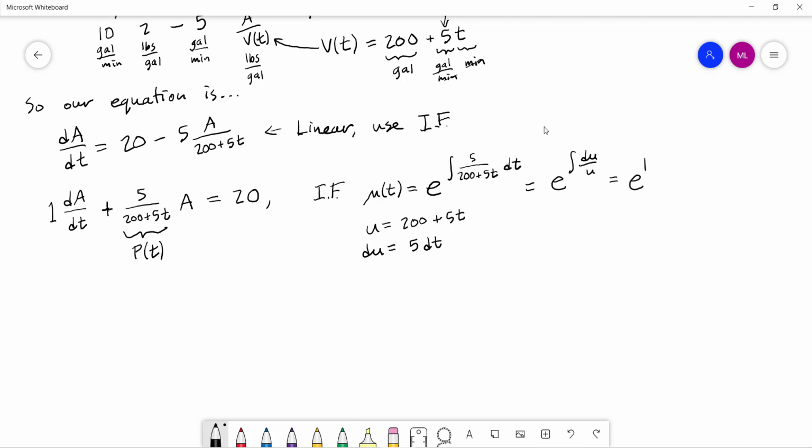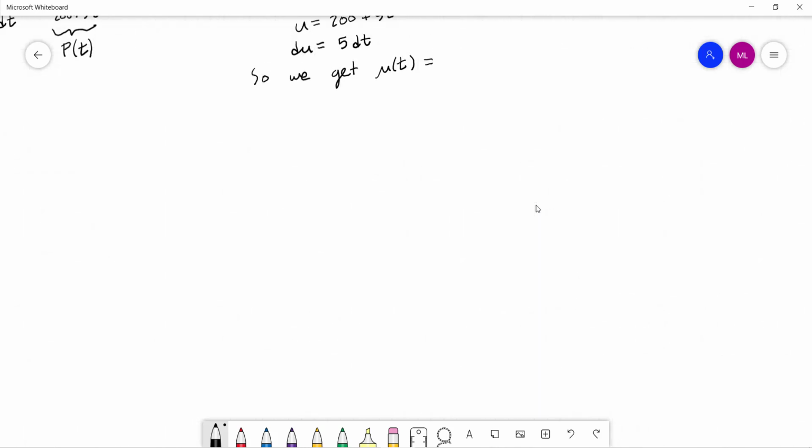So this becomes e to the integral of du over u. Well, that's going to be e to the natural log of the absolute value of u, which is simply the absolute value of u. What is the absolute value of u? It is this term here, 200 plus 5t, which we know is going to be positive anyways, because we're assuming this whole thing starts at t equals 0, and this number is going to remain positive indefinitely anyways. So we get that mu of t is simply the absolute value of u, which is 200 plus 5t. Whoa.